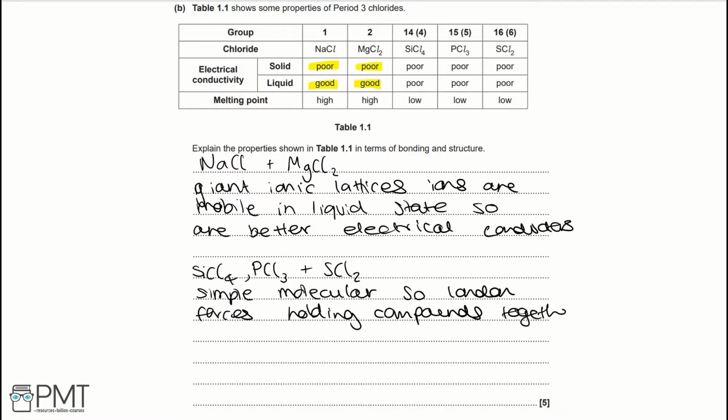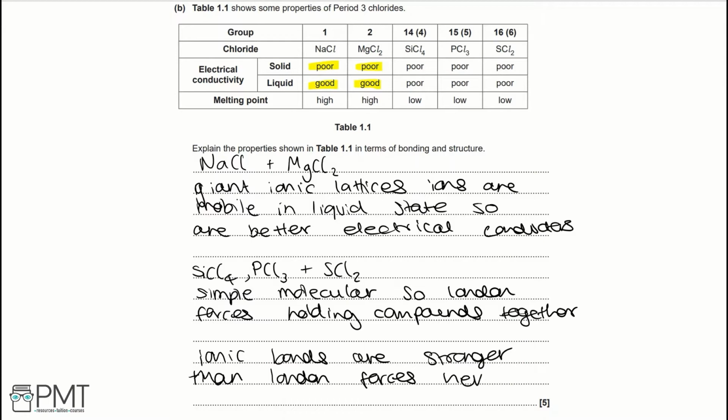So NaCl and MgCl2. Because ionic bonds are stronger than London forces, that is going to impact the melting points of these two different types of compound. It means that NaCl and MgCl2 have higher melting points because they're held together by ionic bonds and not London forces, or not only London forces.